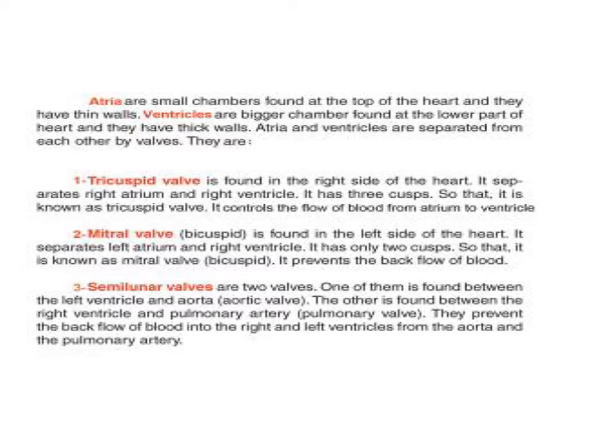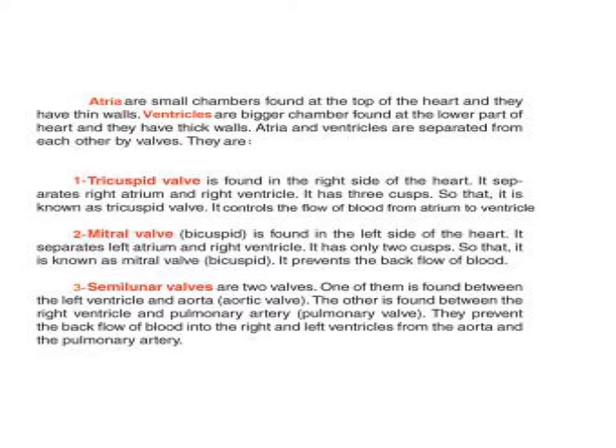Ventricles have thick walls. Atria and ventricles are separated from each other by valves in each side. What does that mean? The right atrium is separated from the right ventricle by a valve, and the left atrium is separated from the left ventricle by a valve. Now let us talk about these valves that separate the atria and ventricles on each side.